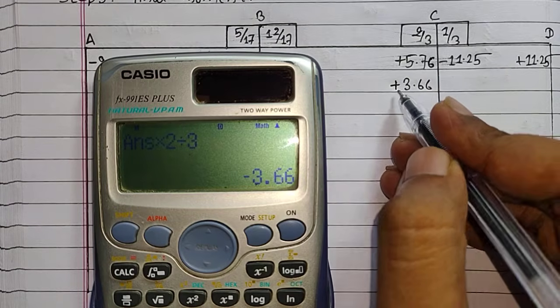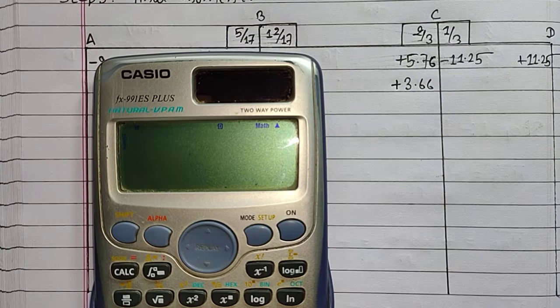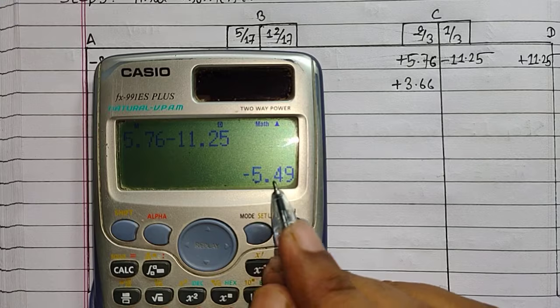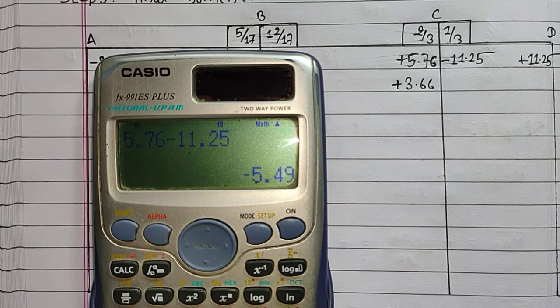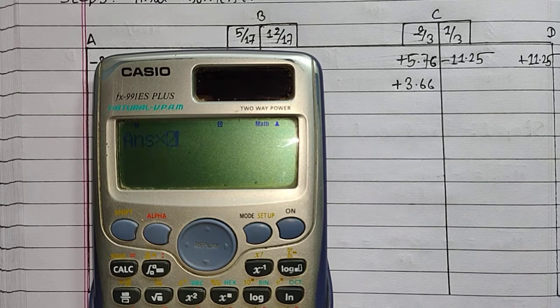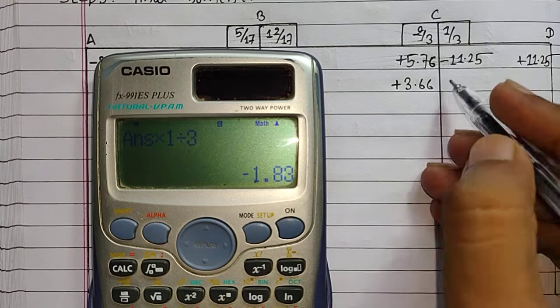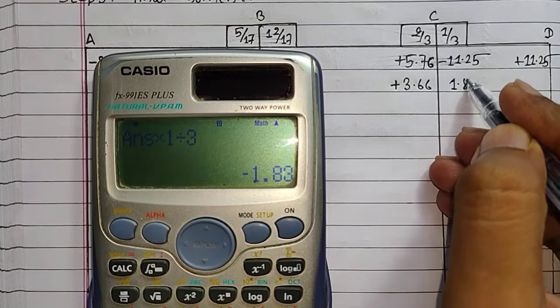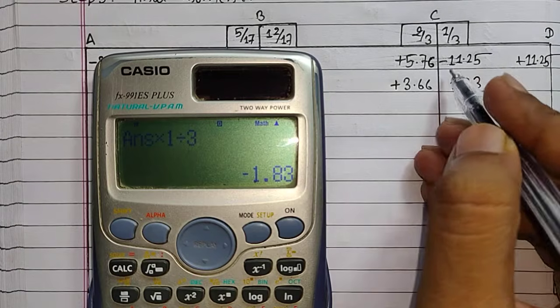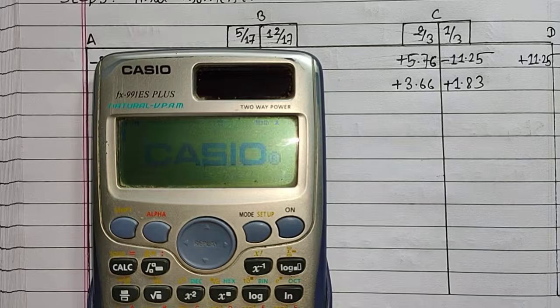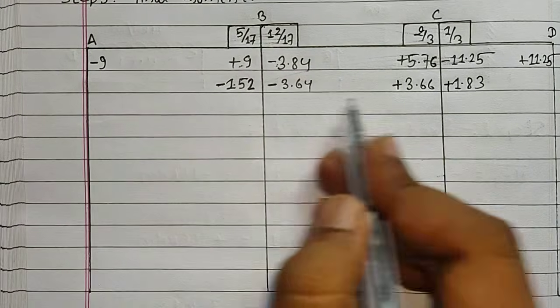Again 5.76 minus 11.25, we have 5.49, multiply this by 1 by 3, we have here 1.83. So write it down here, 1.83, and the difference between these two terms was taking negative sign, so it will be written in positive. Now draw a line here.